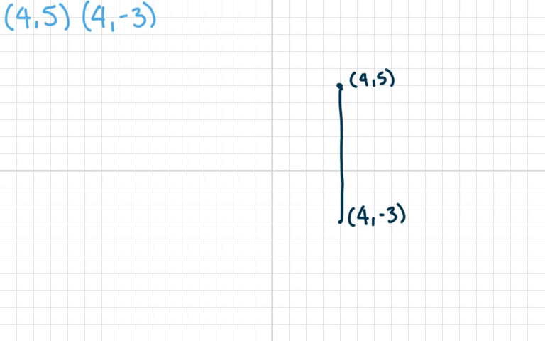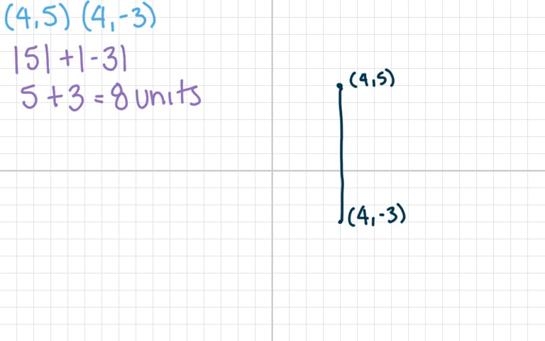Because our y-coordinates are on opposite sides of 0, we are going to be adding our numbers together. So we're going to have the absolute value of 5 plus the absolute value of -3, which becomes 5 plus 3, which gives us a distance of 8 units.